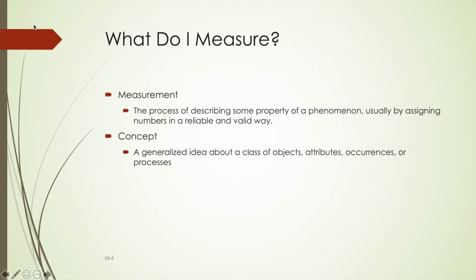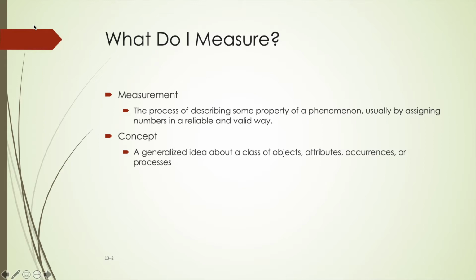Now, what do you measure? When you are looking at questionnaires and research and observation experiments and all of that, what information do you want to get from all of those devices and resources that you're using? Well, you want to be able to obtain data, and oftentimes you want to be able to measure that data. And a measurement, as you see here, is the process of describing some property of a phenomenon, usually by assigning numbers in a reliable and valid way. So you're using numbers to represent data so that you can get some type of numeric quality to that study.